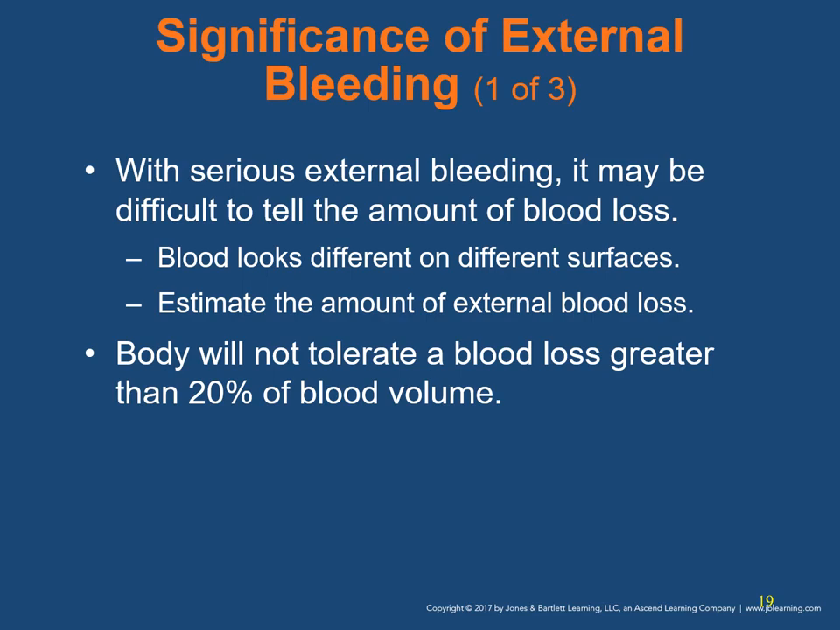The body will not tolerate an acute blood loss greater than 20% of blood volume, about 2 pints. The typical adult male has approximately 70 milliliters of blood per kilogram of body weight. The typical adult female has approximately 65 milliliters of blood per kilogram of body weight.